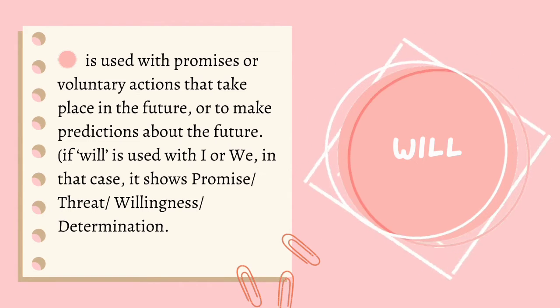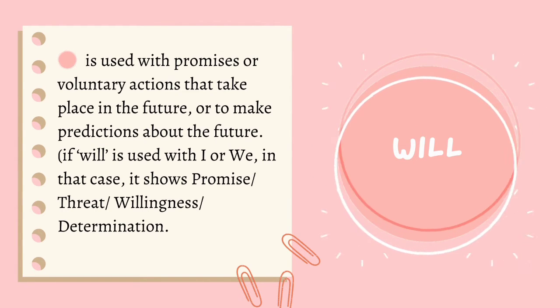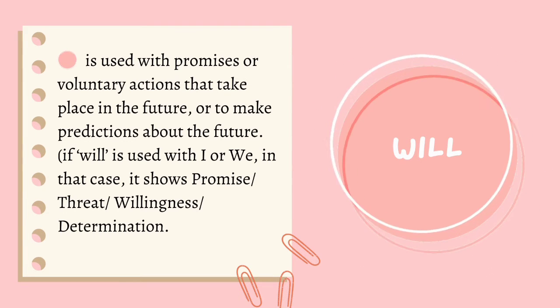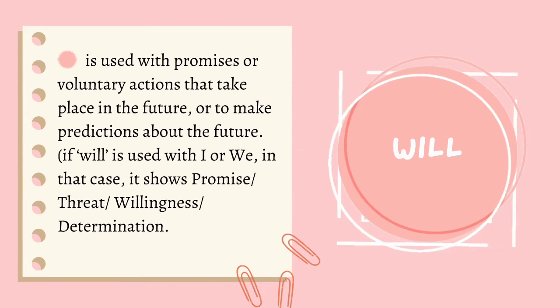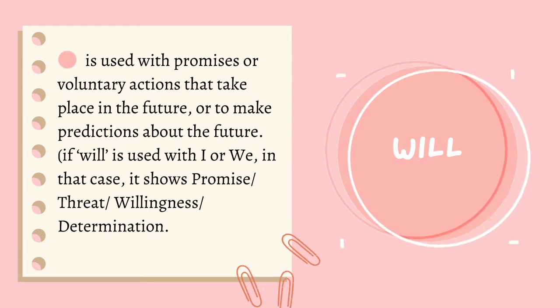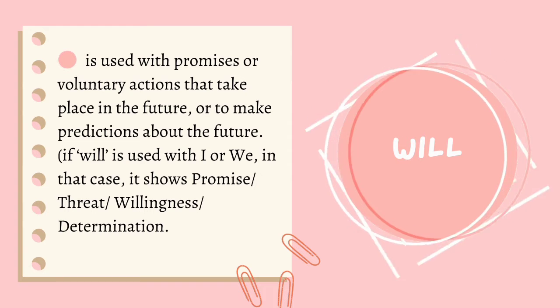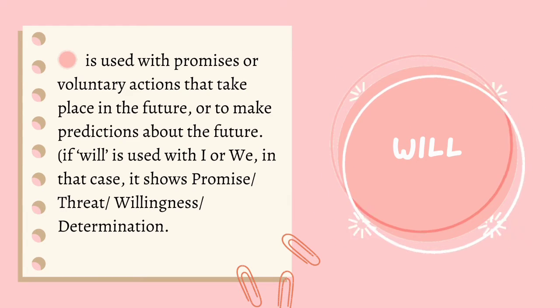Will is used with promises or voluntary actions that take place in the future, or to make predictions about the future. If will is used with I or we, in that case it shows promise, warning, willingness, or determination.